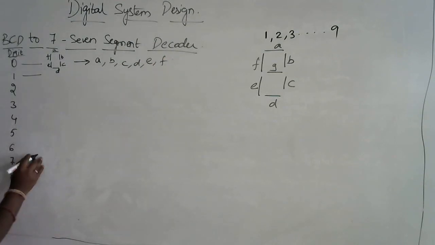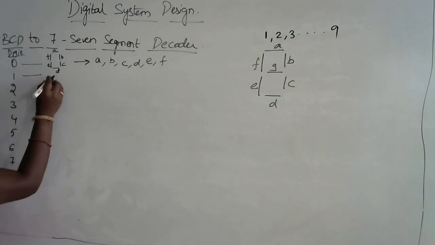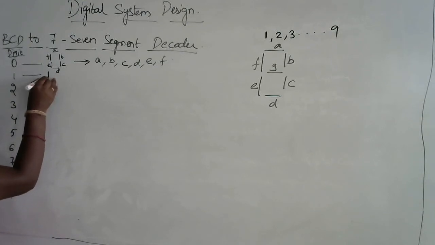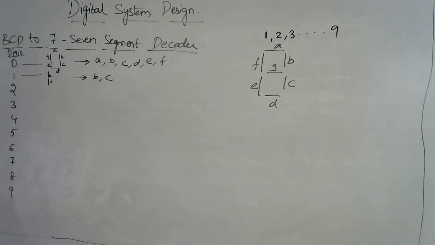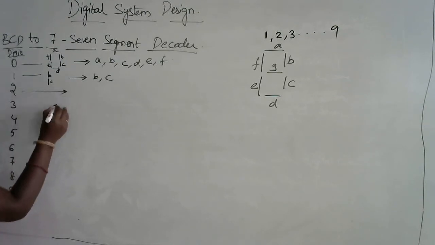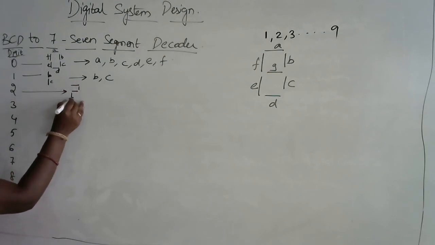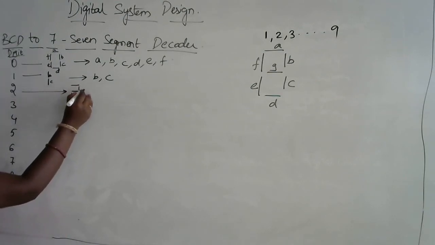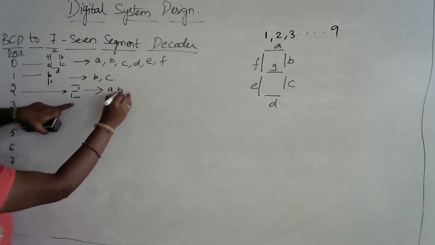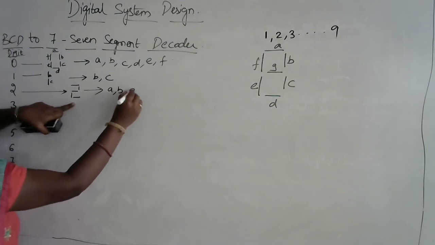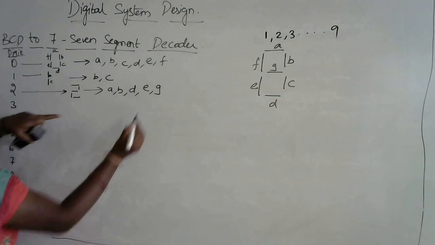Similarly, for 1 the representation is this: it is related to B and C. So for 1 the corresponding value is B, C. And similarly for 2, this is the way we represent 2, and these are the values reflected for 2: A, B, C is not there, D, E, G.